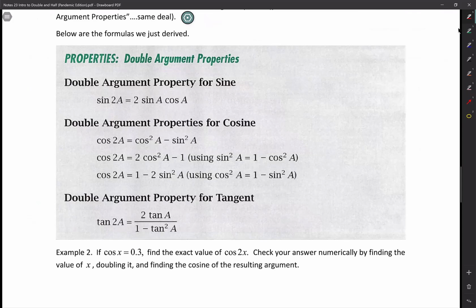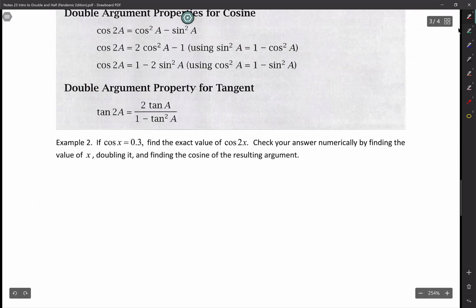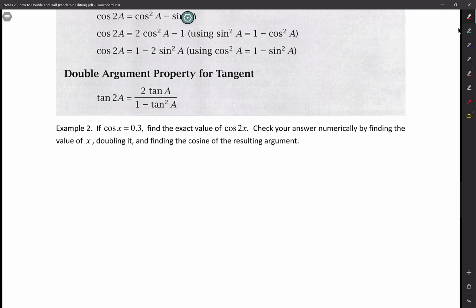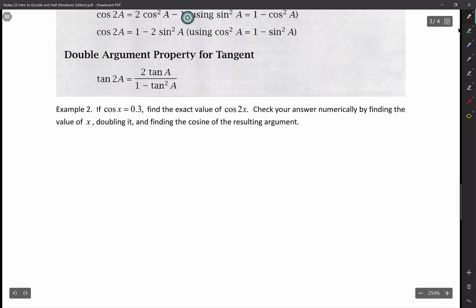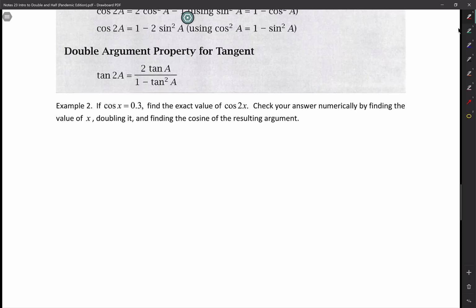Every single one. All right, how do we use it? Let's see what example 2 says here. If cosine x equals 0.3, find the exact value of cosine 2x. There was a question on the UH math competition similar to this one. Check your answer numerically by finding the value of x, doubling it, and finding the cosine of the resulting argument.